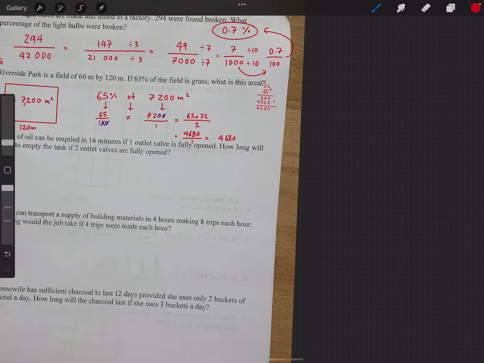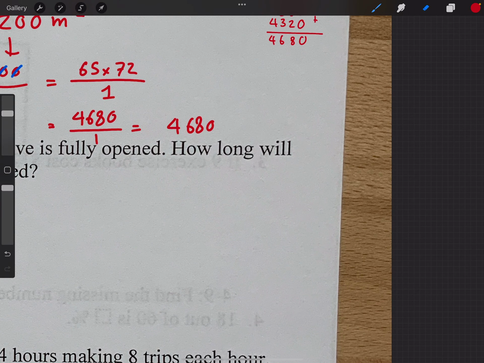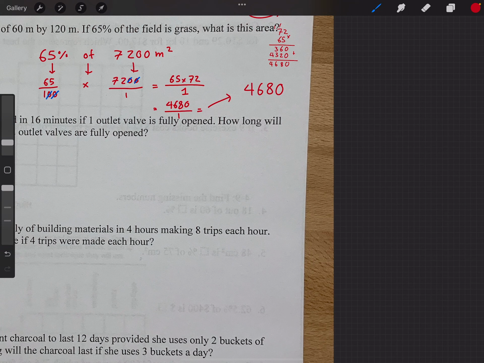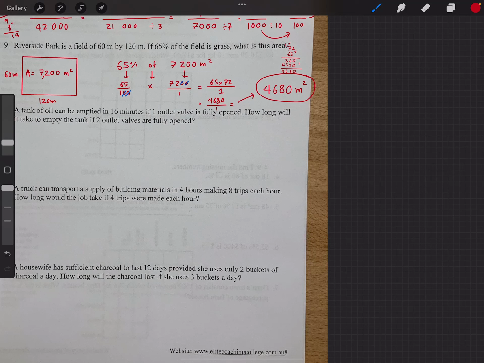So the answer is going to be this much. $4680 meters squared. This is the area. This area is 65% of your 7,200. Okay, that's your 65% right there.